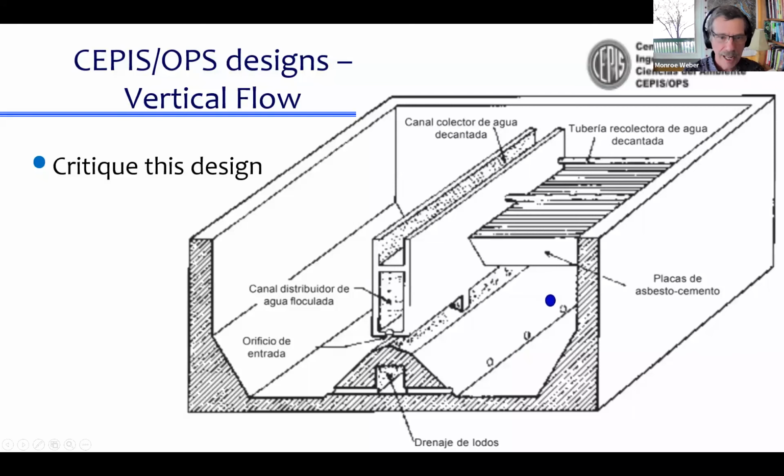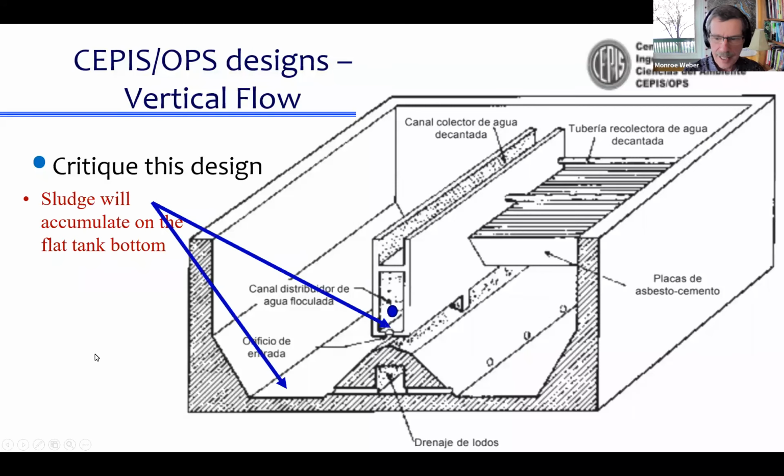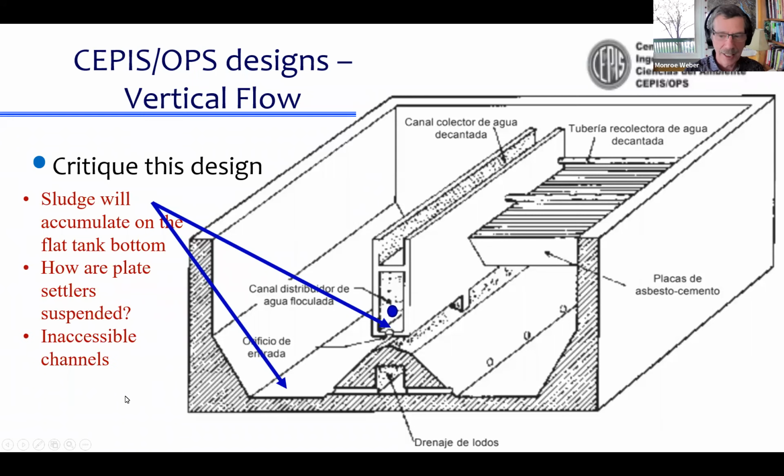Okay, so that was great. Critique the design. You got that one. And I would also say that there's a fair risk that sludge would accumulate inside that channel. I'll show you more about that in a second. And I'm curious how they're suspending their plate settlers. And I'm also curious how you assemble this channel system where there's the collection channel on top of the inlet channel, and that looks like a rectangular box. It's too small for a person to get in there. So it's not clear to me how you actually fabricate that.